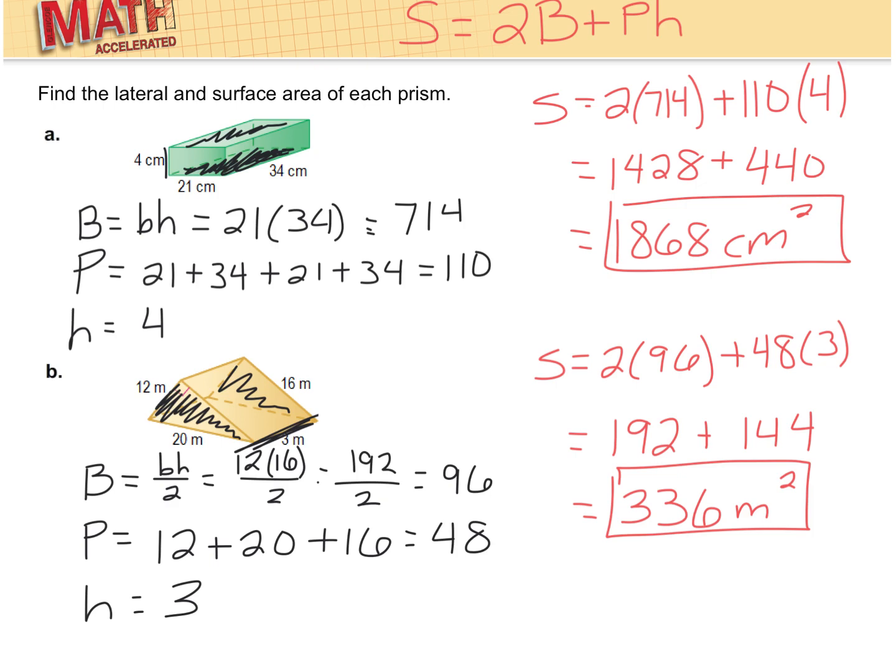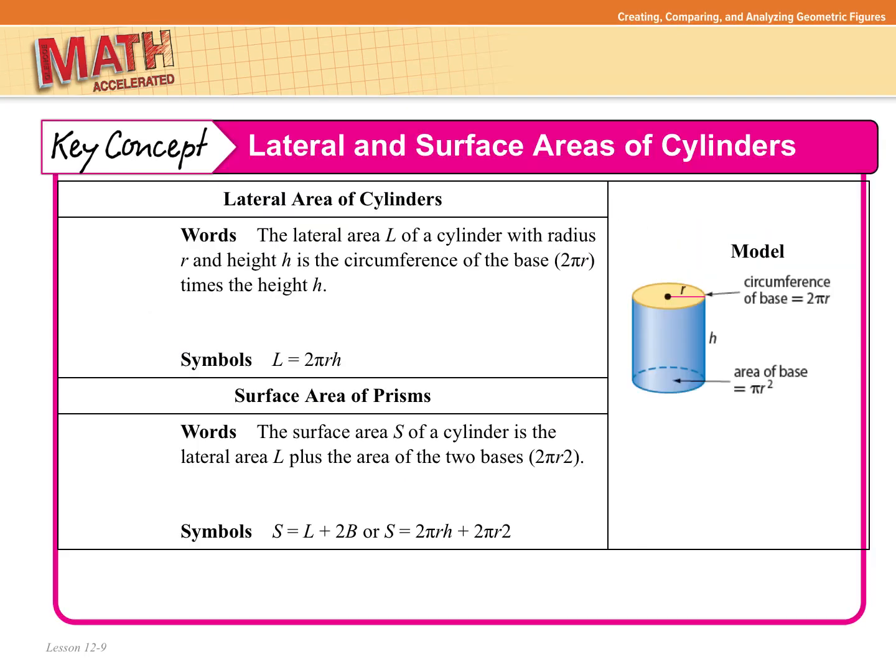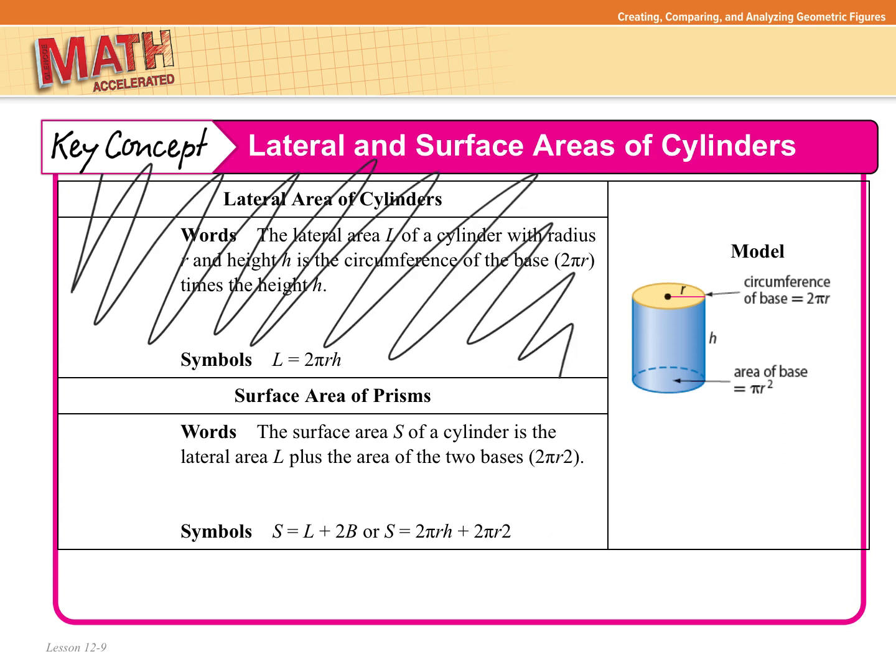Okay. It's surface area of cylinders. Again, we're not going to talk about lateral area today. So with surface area, we're going to use this formula. Surface area equals 2 pi r times r plus h.